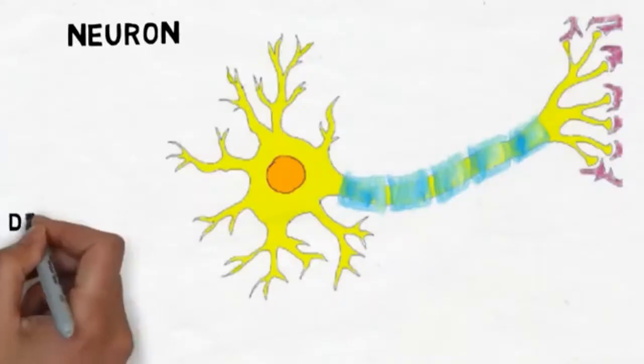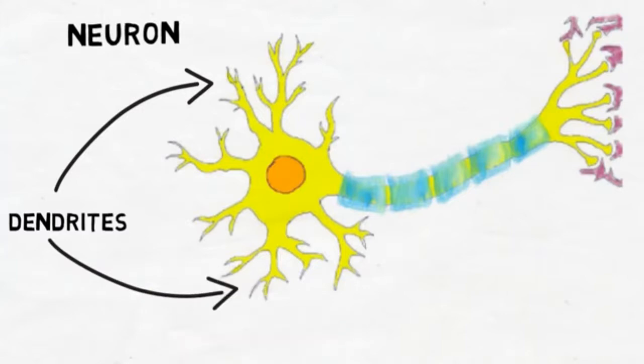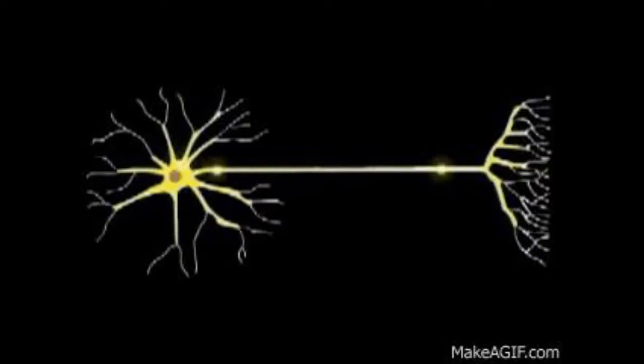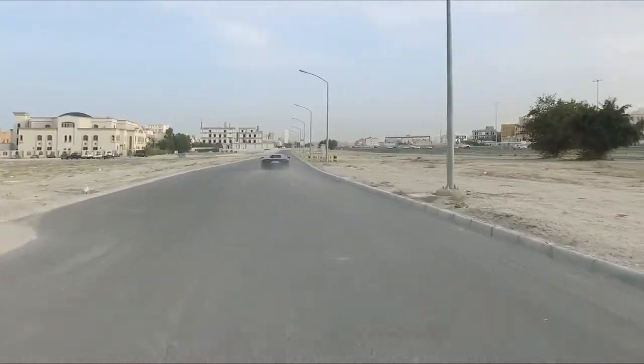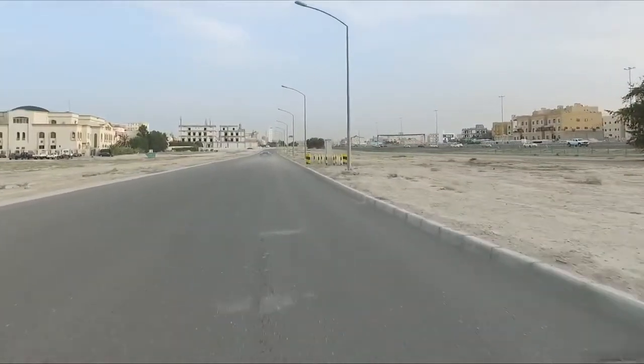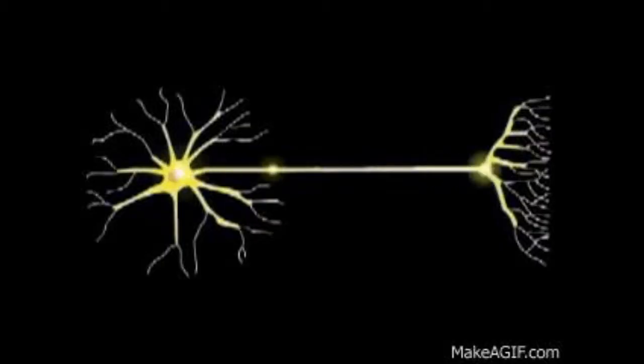The first adaptation is the dendrites. Dendrites make connections to other nerve cells. The next adaptation is the axon. The axon carries nerve impulses from one place to another. If you imagine a car trying to get from one place to another, it would travel along a road, while the nerve impulse does the same thing. It will travel along the axon.